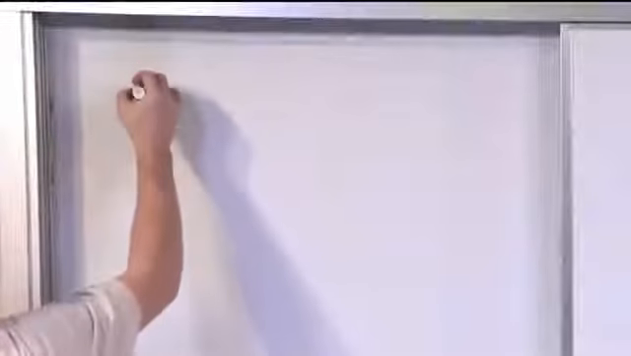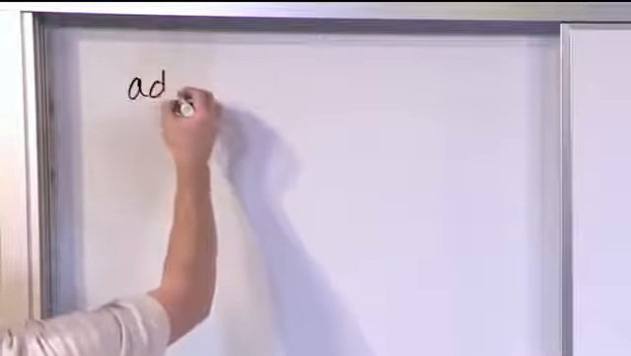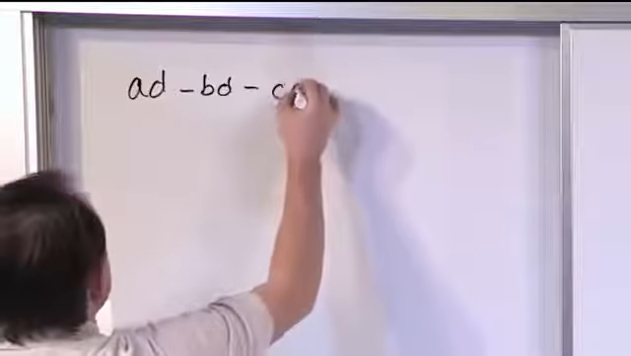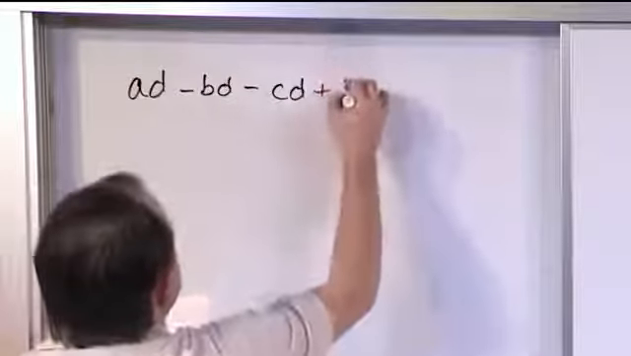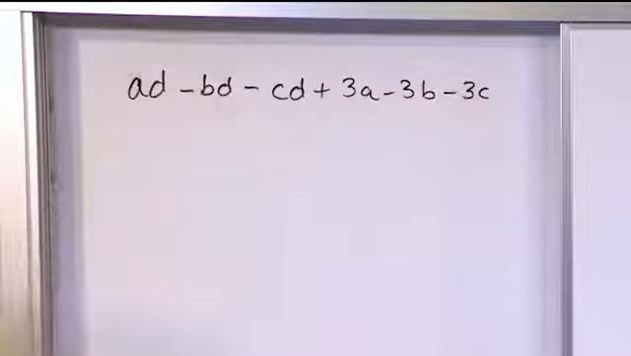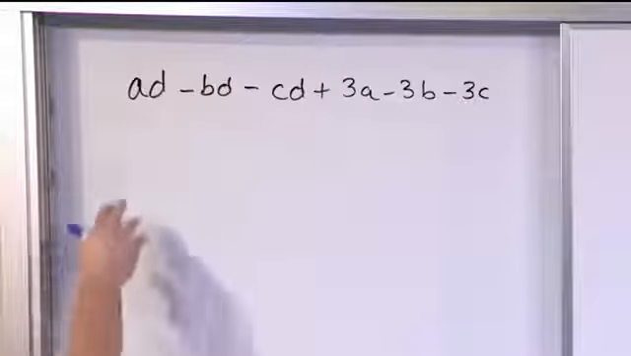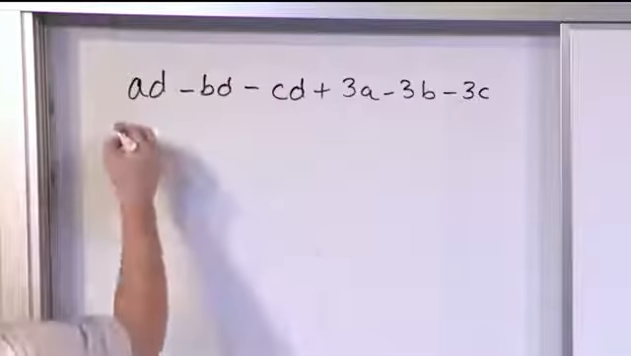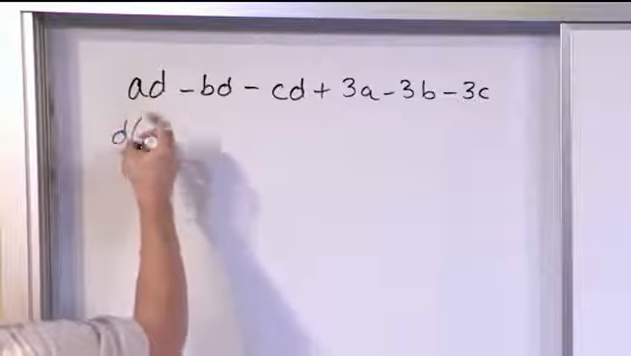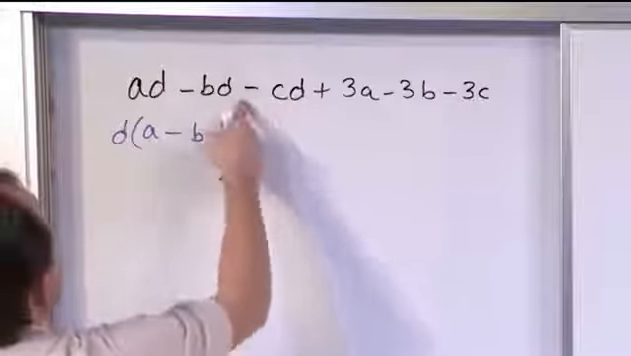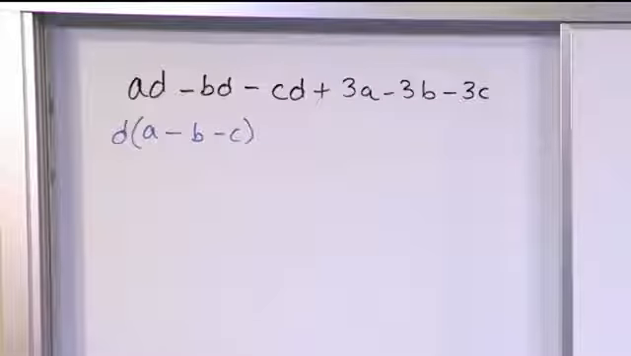All right, we're winding our way down. What if we have a times d minus b times d minus c times d plus 3a minus 3b minus 3c? And the question is, factor this as completely as you can. And so there are lots of ways to go, but then you look at the first three terms. You see a d, and a d. So I'm definitely going to pull these d's out. What I'm left with here is a minus b minus c. That's what happens when I've factored that out.